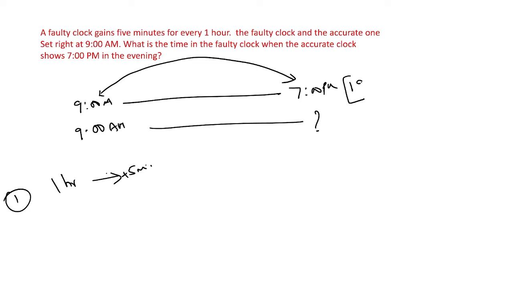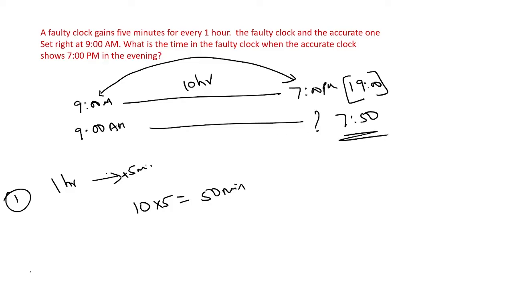I'm taking 7 p.m. as 19, like 24-hour time. So from 9 a.m. to 19 you have a 10 hours gap. For every 1 hour, it is going to show 5 minutes extra. In 10 hours, it is going to show 50 minutes extra. That means the wrong time should be 7:50. I will just repeat it once again.